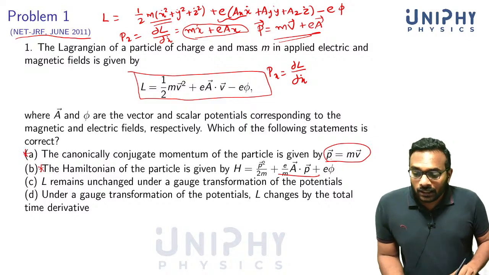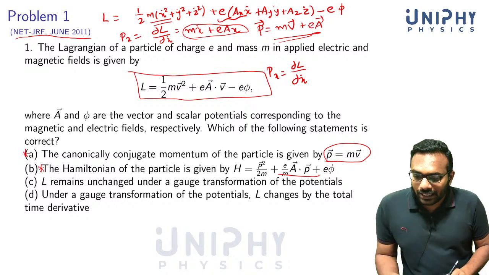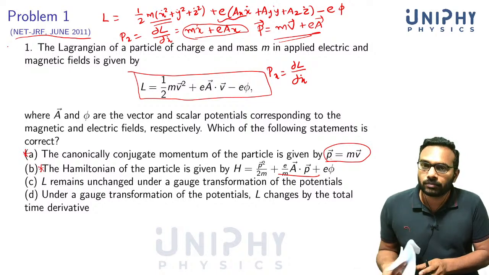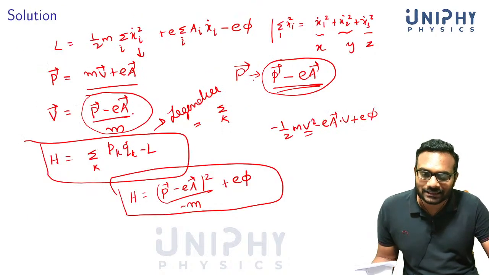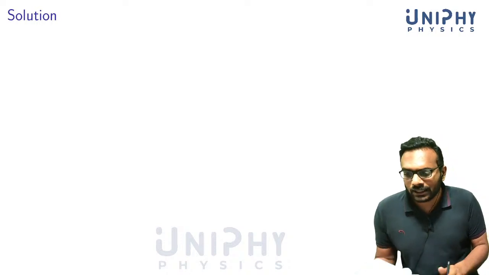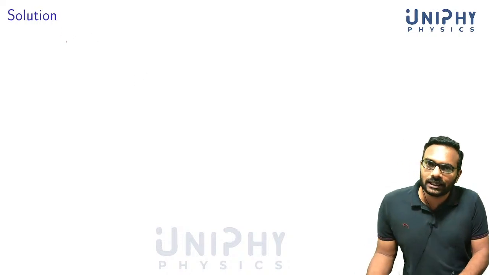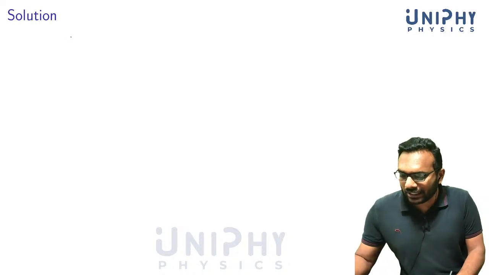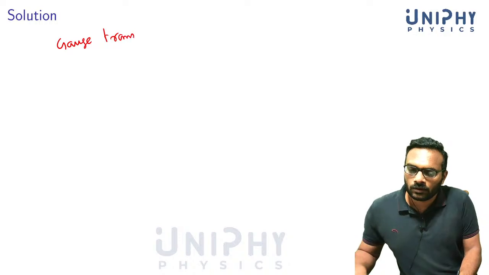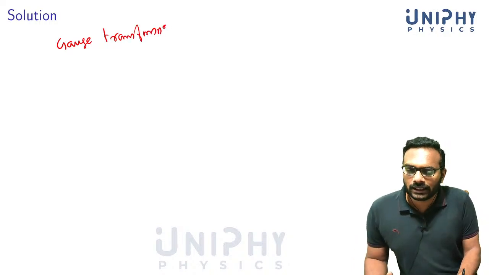Now here is another option. L remains unchanged under gauge transformation of the potentials. What do we mean by gauge transformation? Now this is a very important part for a NET JRF exam. What do we mean by a gauge transformation?